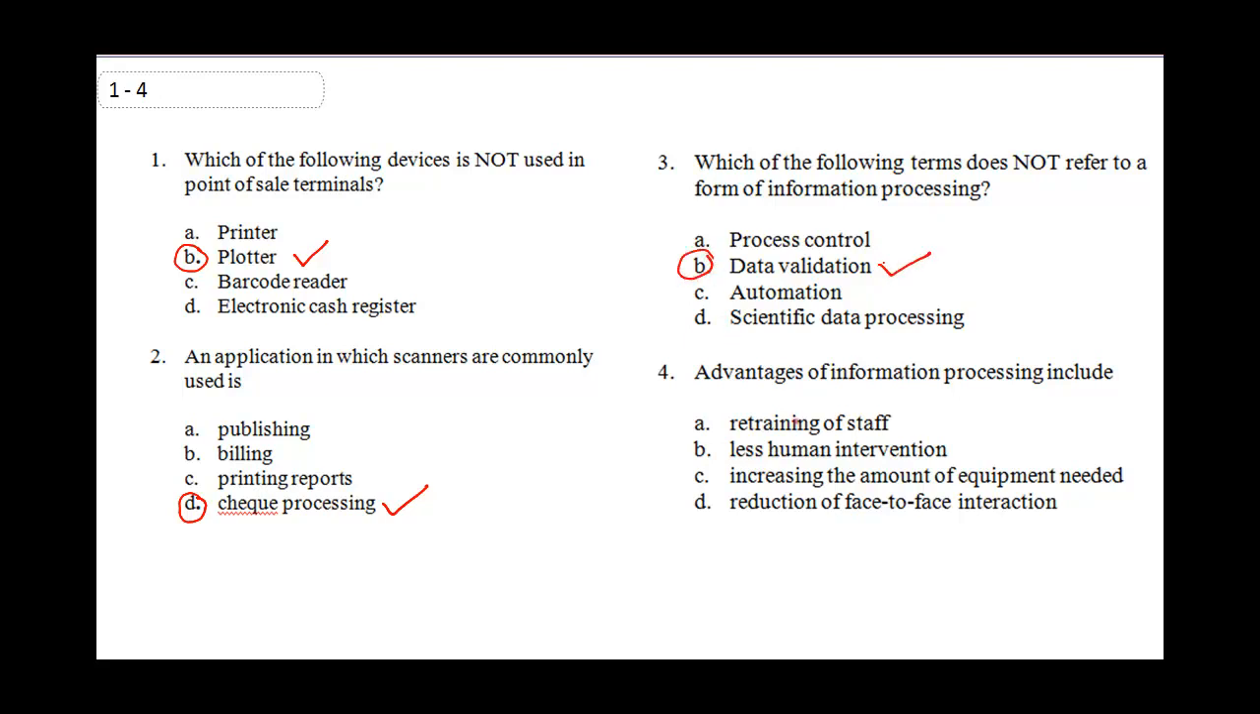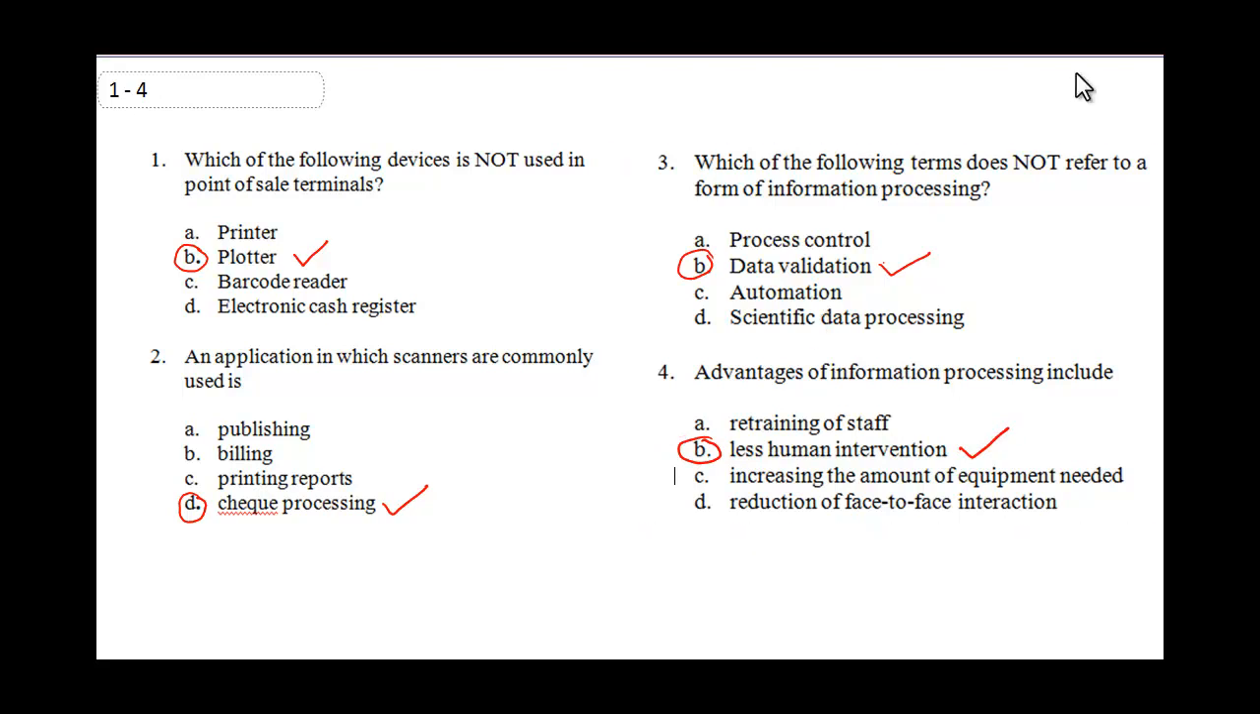So question 4 says, advantages of information processing include. Now, what are the advantages of processing information? Now, we have A, retraining of staff, B, less human intervention, C, increasing the amount of equipment needed, D, reduction of face-to-face interaction. Now, one thing you have to know about information processing is when you do that using a computerized method, what do you tend to get? Less human intervention. So the correct answer here is B. So I'm going to circle my B.